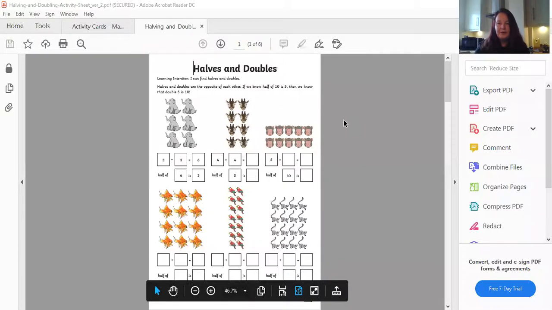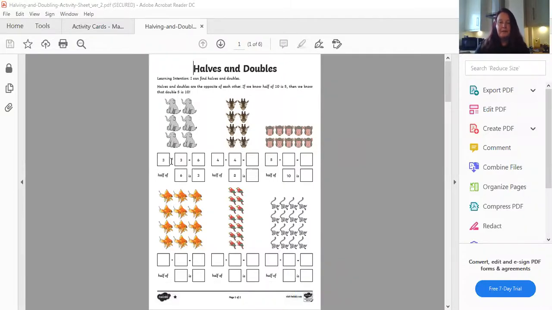Oops. Did I share that with you? Let me have a look again. That was the one I was just talking about. Sorry. Okay. So 3 and 3 is 6, 4 and 4, and so on. So you can see how the halves and the doubles fit together. Sorry if I didn't share that previously.